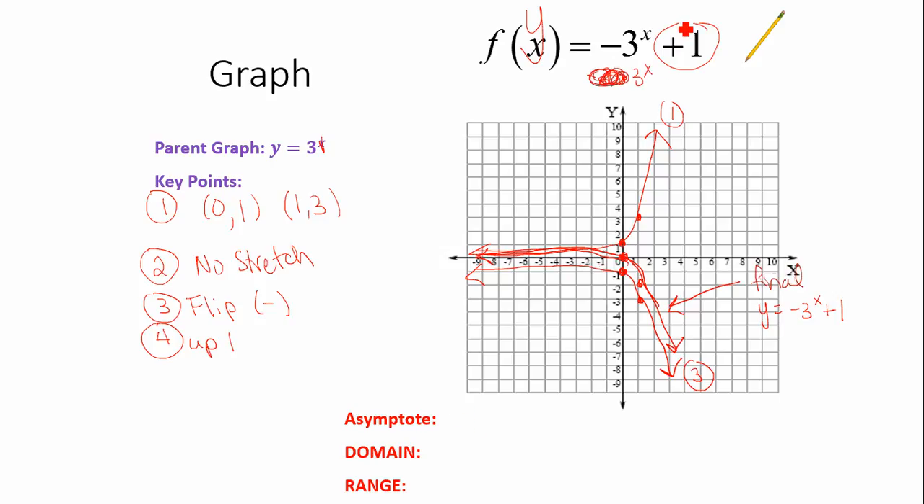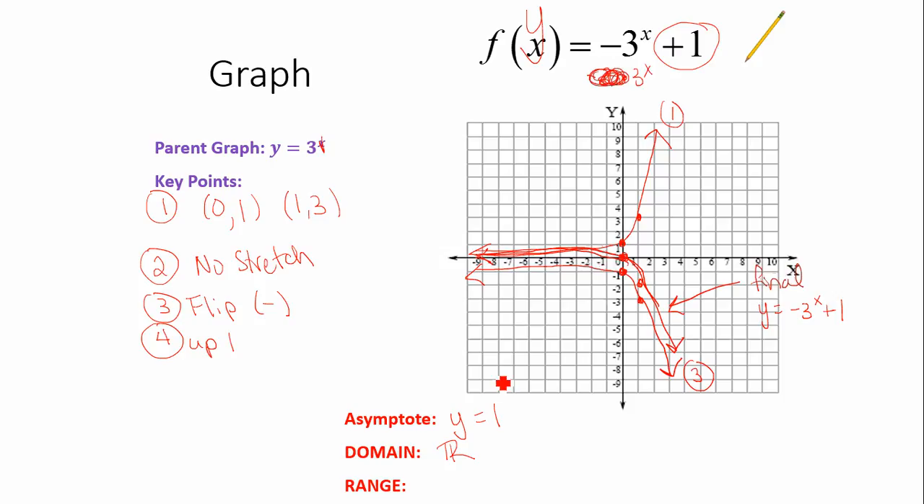The asymptote here, guys, remember we've been looking for that trend in the equation. The asymptote is right here. It's at +1. Notice that the leveling off is happening just right below this 1 on the y-axis. So my asymptote is at +1. My domain is all real numbers because I have arrows on both ends, constantly going back and forth.